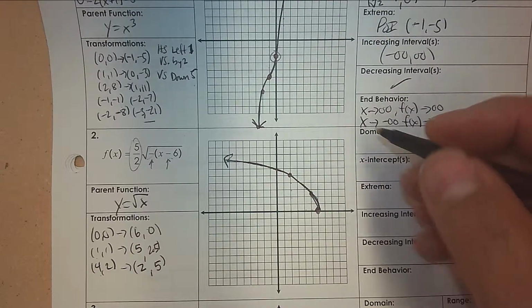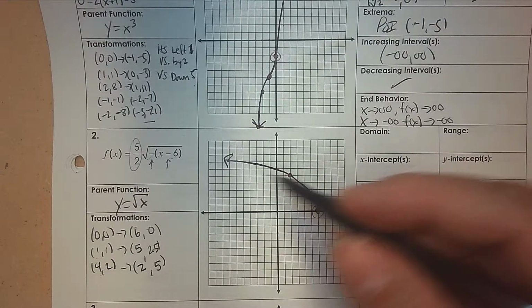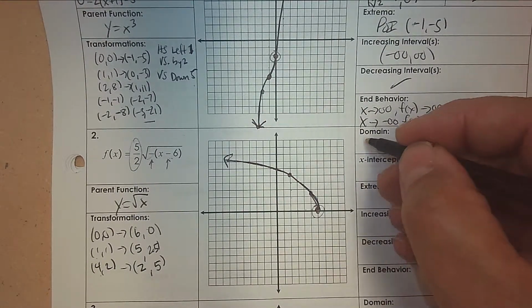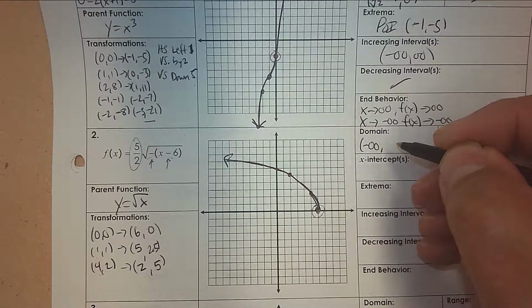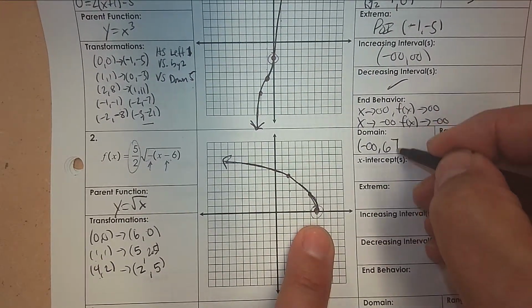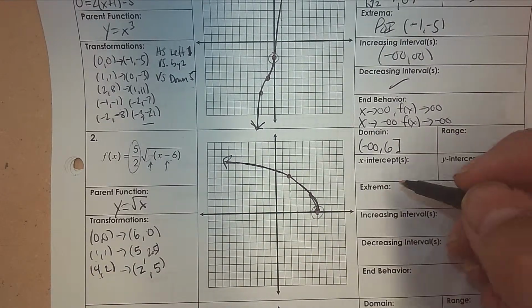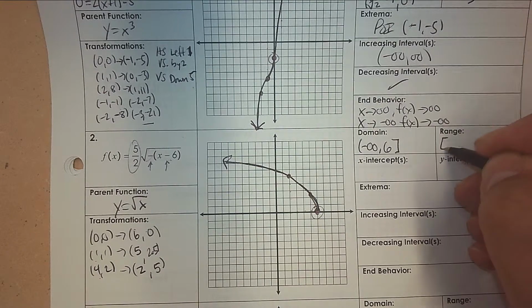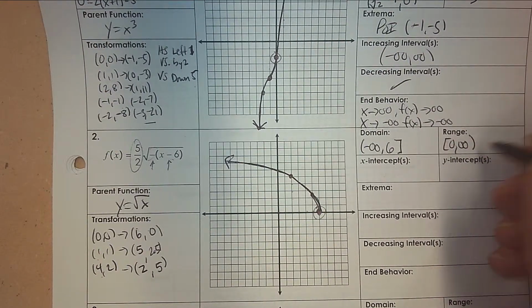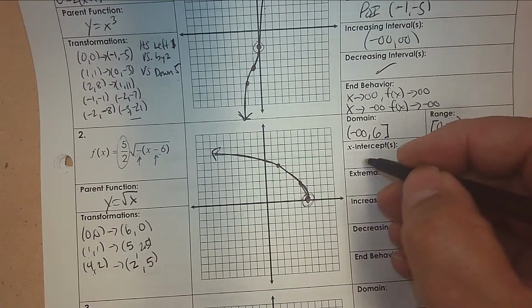The domain comes from that endpoint. So if you look and see what's the left and the right, so for the x's, it goes from -infinity to what the x value of the starting point is, which is 6. And 6 is included. The range, bottom to top, so it's 0. 0 is included, and it goes to infinity. X-intercept, it's right there, which is nice, which is 6.